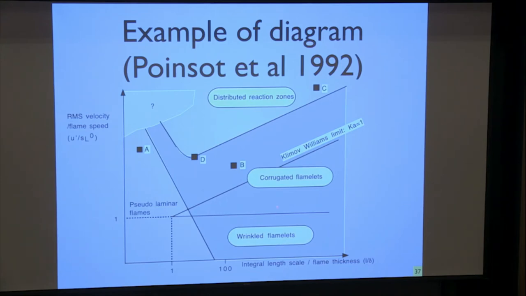But then when you increase the turbulence, the turbulence starts to be able to shrink, to take the flame apart and make small pieces of flame. And if you start doing that, you go into what we call corrugated flamelets, and maybe here into what we call distributed reaction zone. The fact that distributed reaction zones exist is still under discussion today, but that's why we use this kind of diagrams.